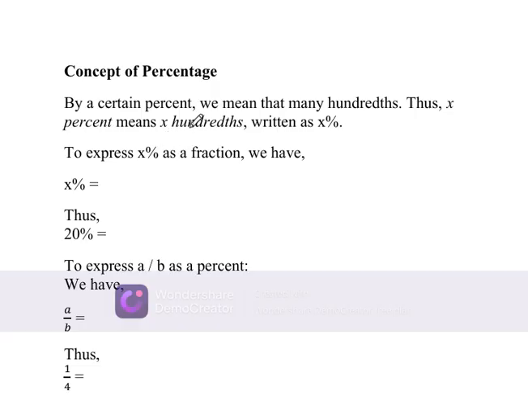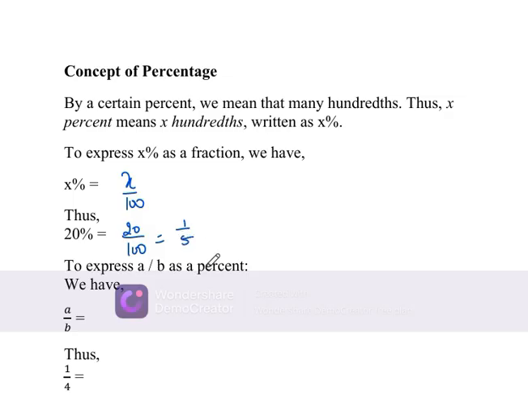If we are talking about a certain percent, that means that many hundreds. So how to write x percent? That means x hundreds, so this is x upon 100. That means 20% is 20 upon 100, and if you reduce it to a fraction, it will become 1 by 5.